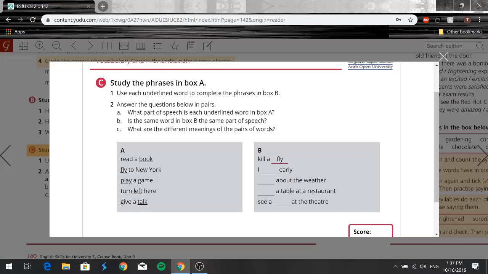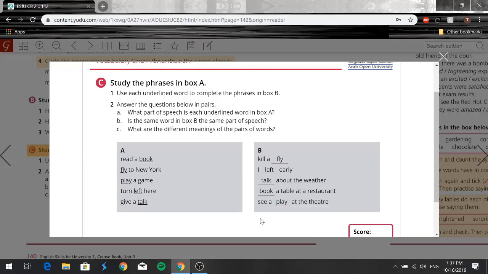I left, we'll say left early, okay? I left early. Dash about the weather, we'll say talk about the weather. Dash a table at the restaurant, we'll say book a table at the restaurant. And finally, we'll say see a play at the theater.